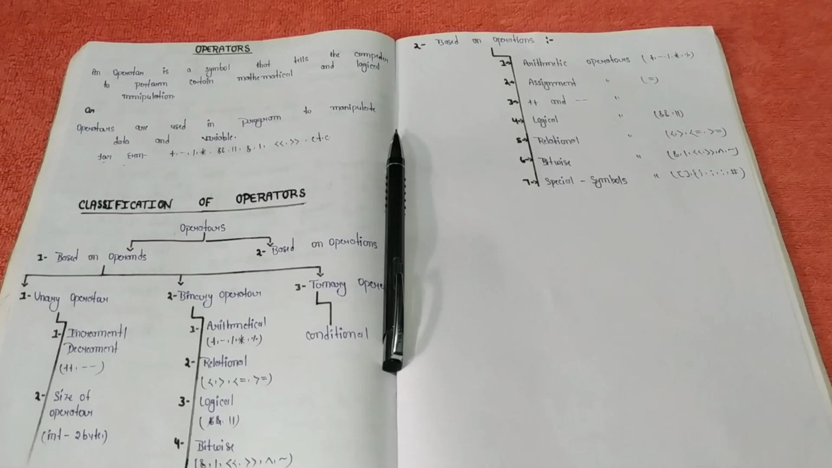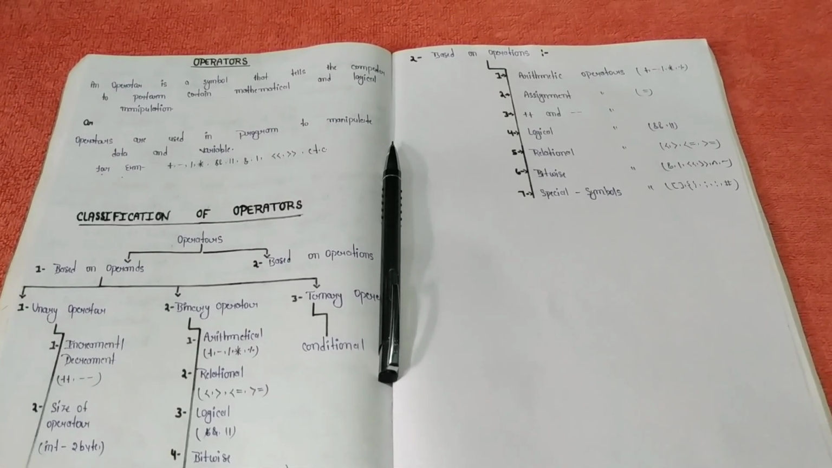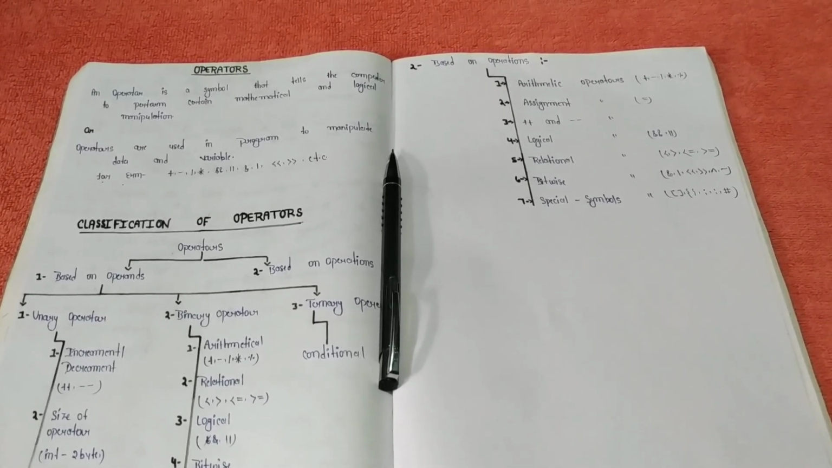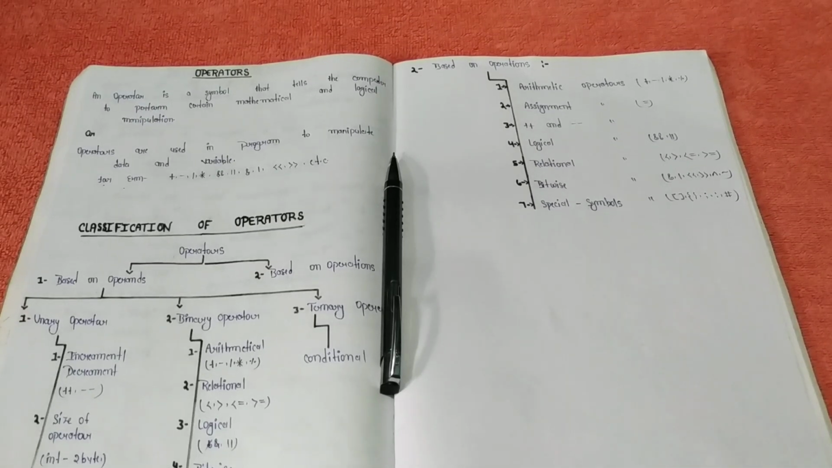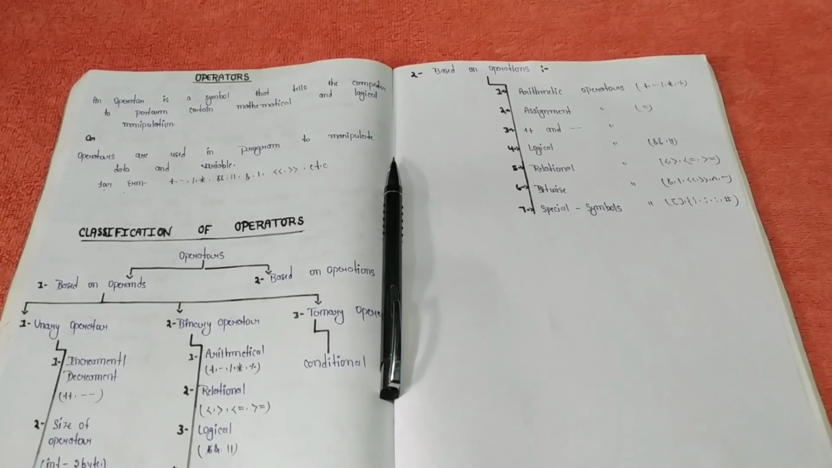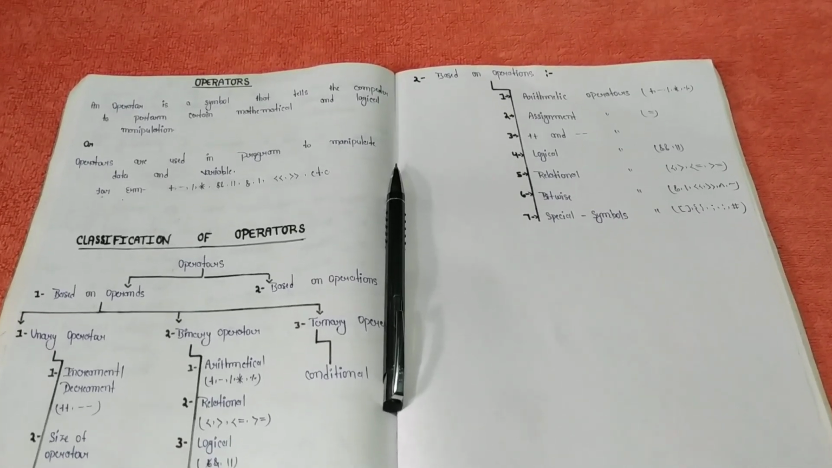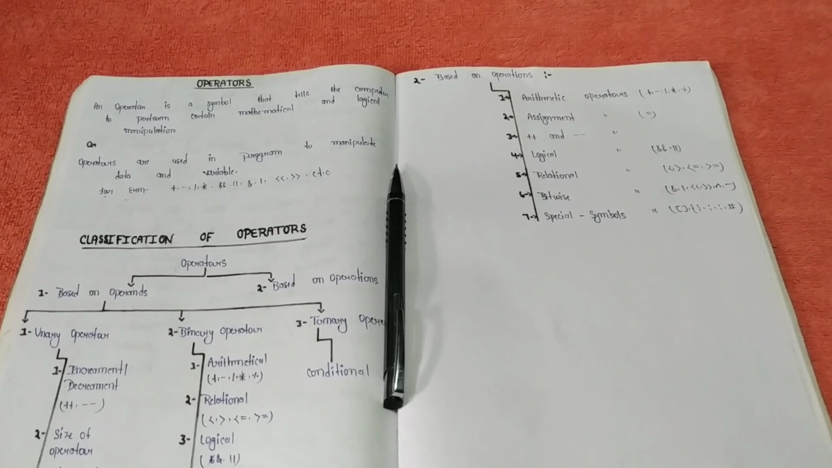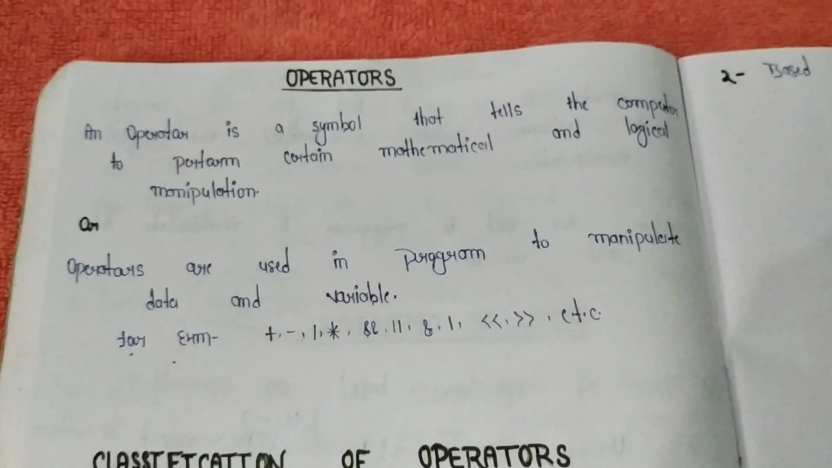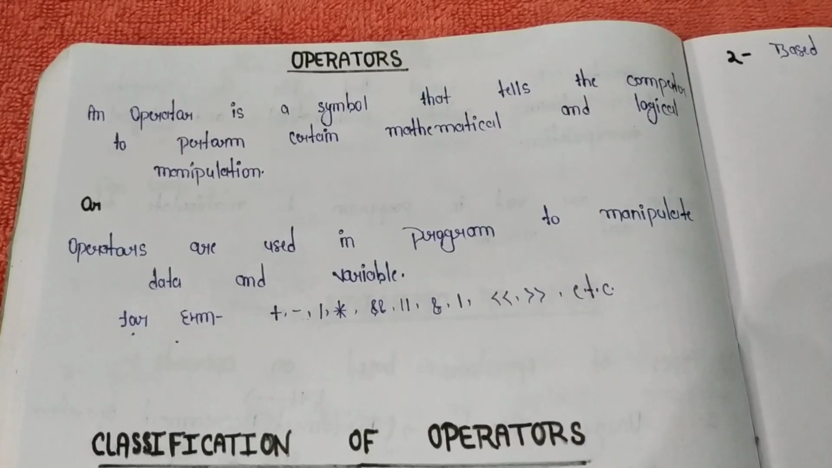In the series of learning programming in C, in the previous lecture I discussed special symbols, but from this lecture I am going to start operators in C. We will discuss every operator and every type of operator in detail with proper examples. In this video I am going to start with the basics: what is an operator and how to classify operators. So let's get started.